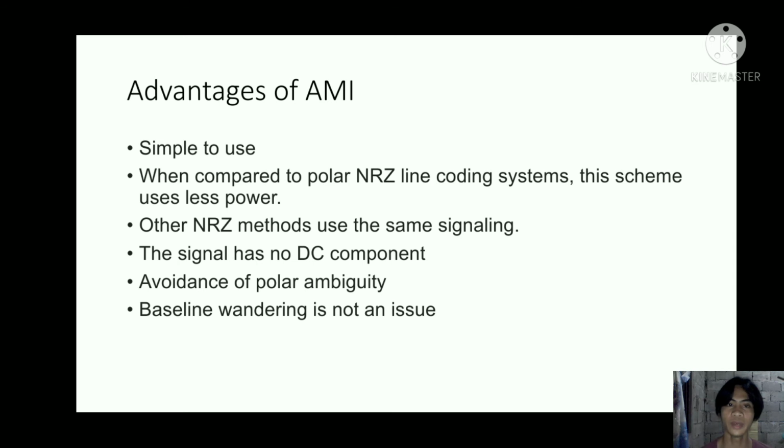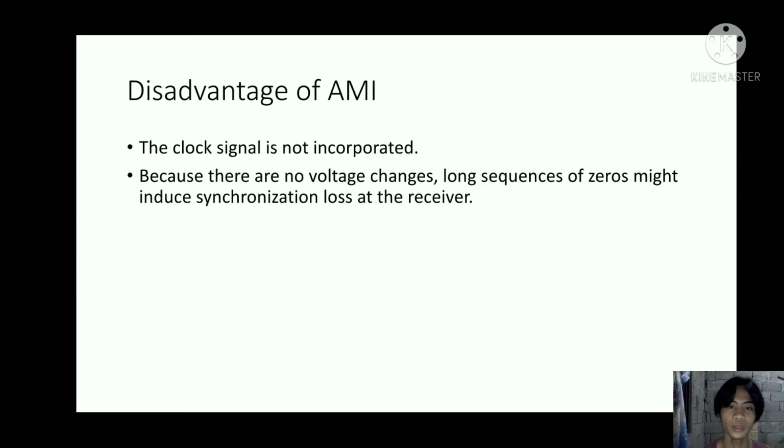Advantages of AMI. Simple to use. When compared to polar NRZ line coding systems, this scheme uses less power. Other NRZ methods use the same signaling. The signal has no DC component. Avoidance of polar ambiguity. Baseline wandering is not an issue.